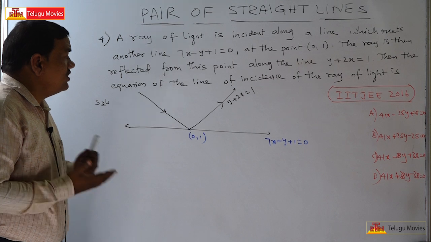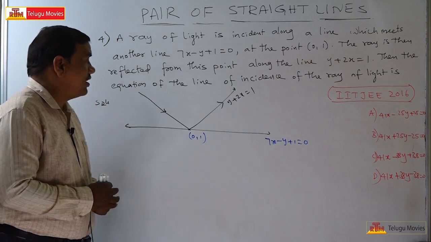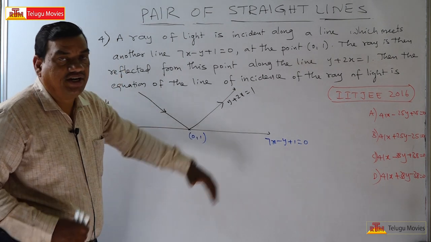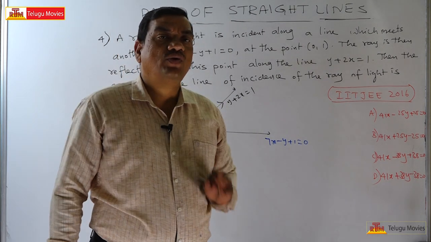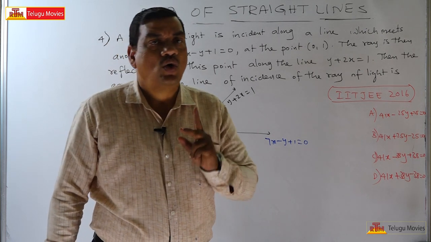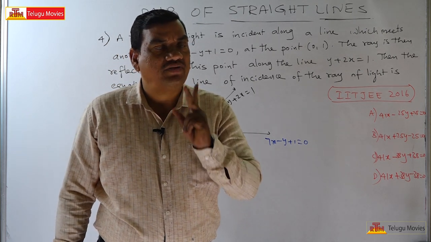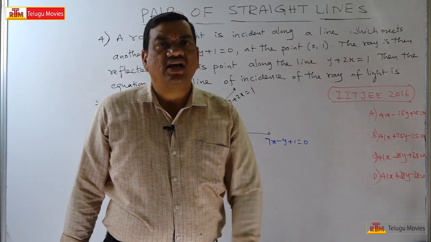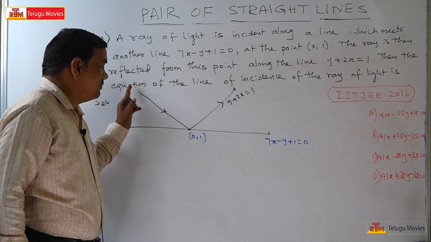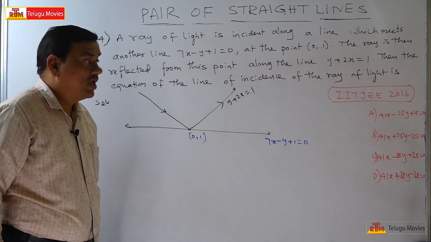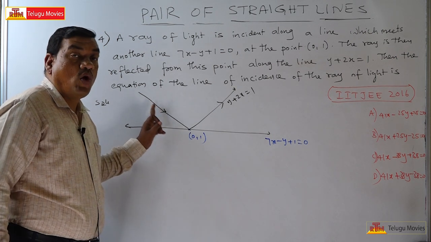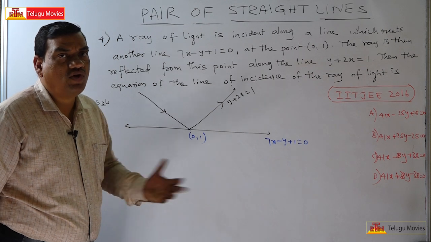Now, we are asked to find the equation of the incident ray. To find the equation of any line, we require two things: one is a point, another one is a slope. Here the point is very clear. That means the incident ray passes through the point (0, 1). If you find the slope of this line, the problem is over.